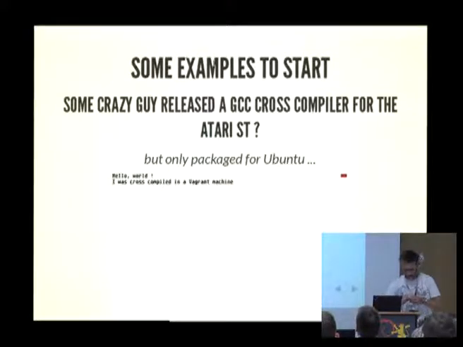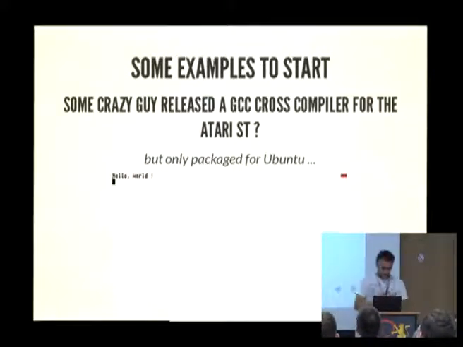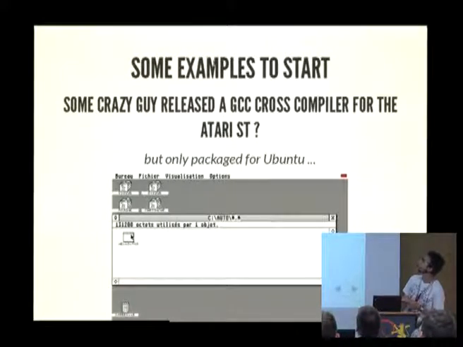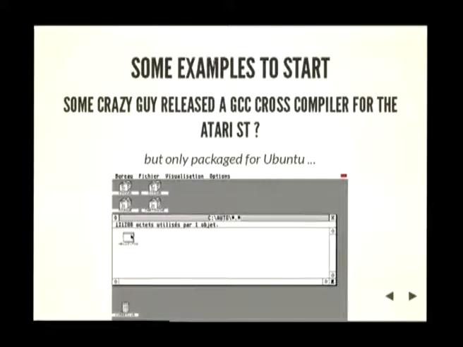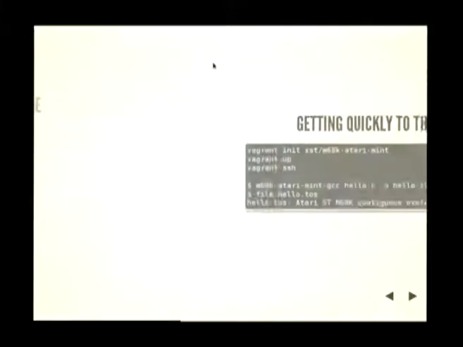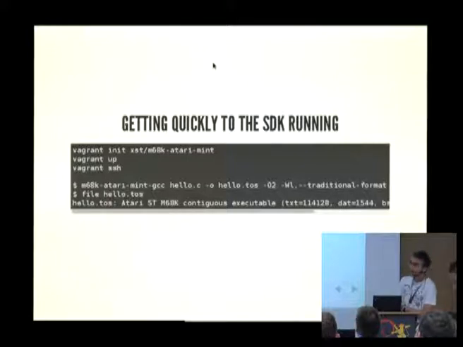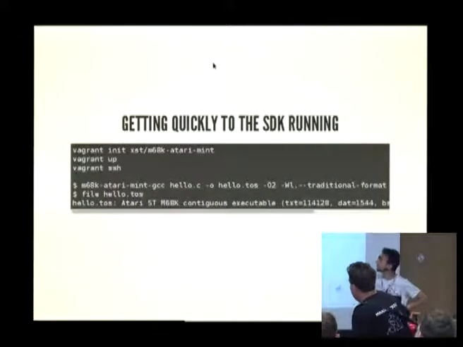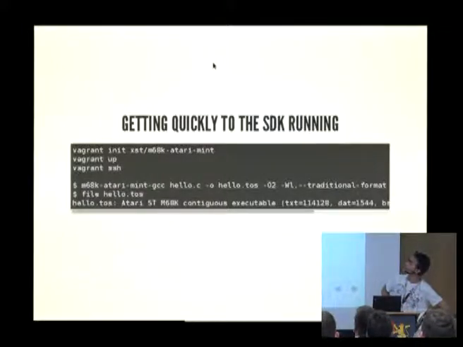Now, some more examples. That's something I packaged a little bit for myself. There's this guy who released the GCC cross-compiler for the Atari ST, a 16-bit computer from the 80s. But writing a cross-compiler and packaging that is some work, and unfortunately, it's only available for Ubuntu. I'm on Linux, on Debian, I don't have Ubuntu. I could install the package directly, but if I do this vagrant init, I download the VirtualBox prepackaged Vagrant box, vagrant up, vagrant ssh, and I can use that very quickly.